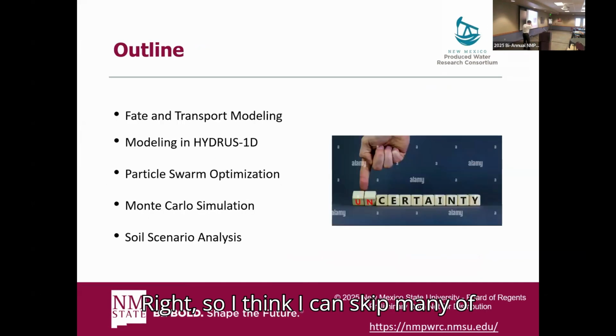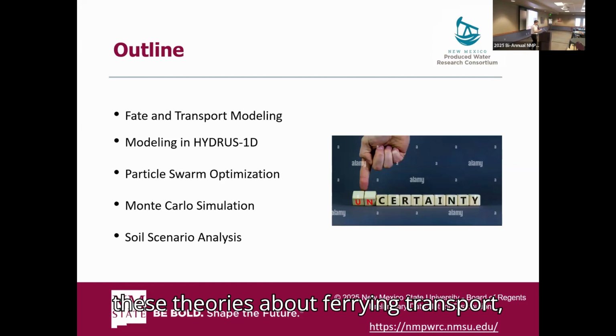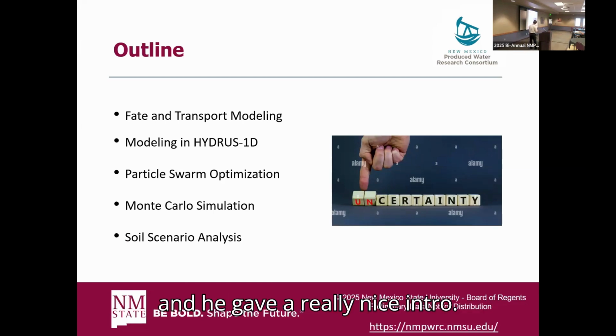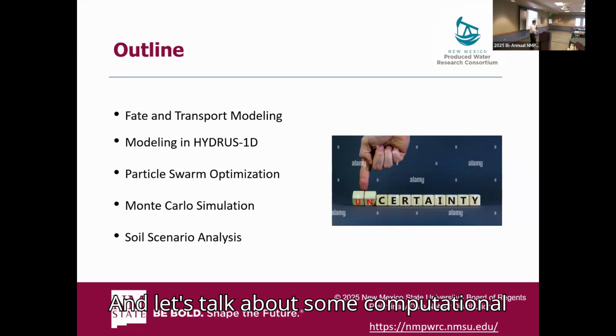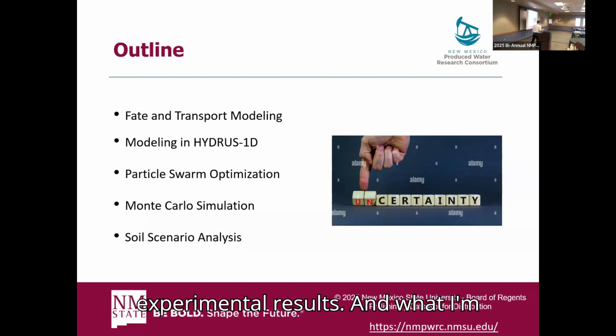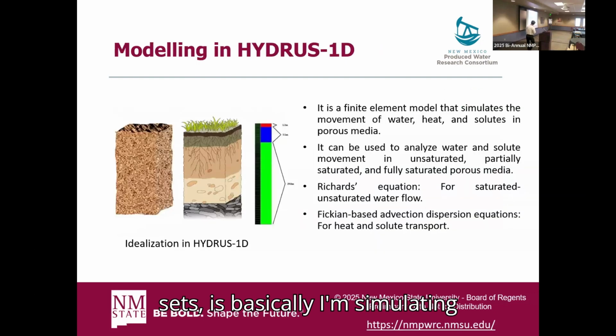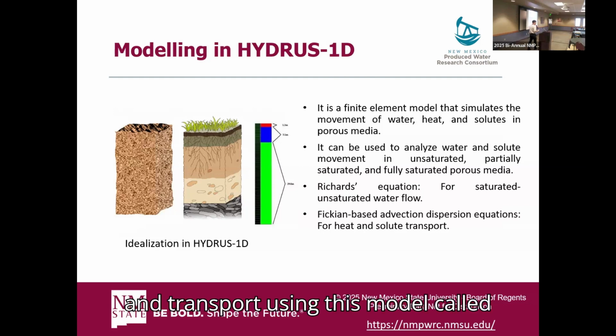Right, so I think I can skip many of these theory about variant transport, and he gave a really nice intro. And let's talk about some computational things here. So he does all these lab experiments, and he gives me those experimental results. And what I'm doing with those results or his data sets is basically I'm simulating field scale variant transport using this model called Hydros 1D. 1D means it simulates vertical movement of contaminant.